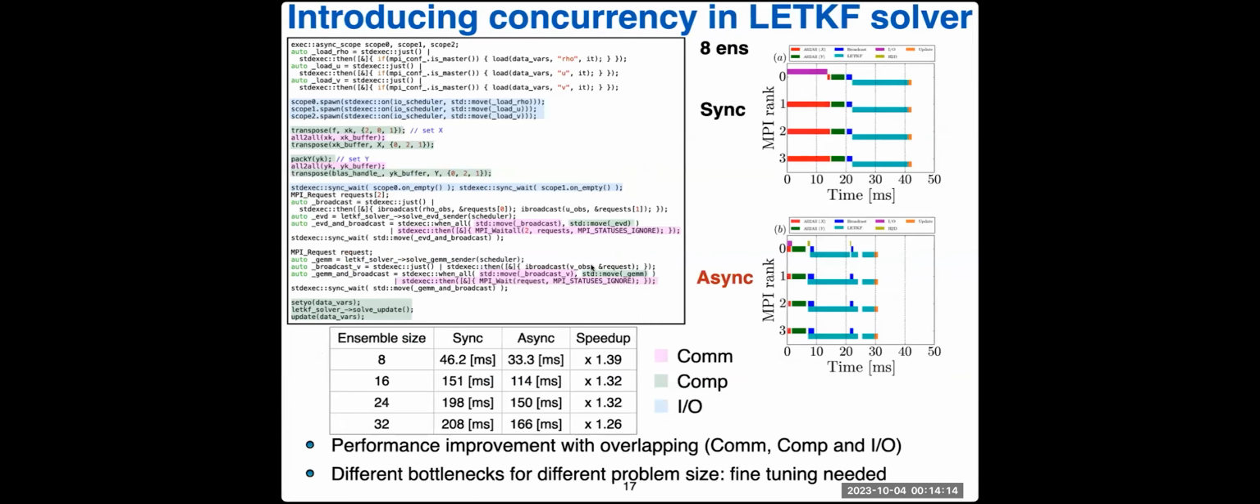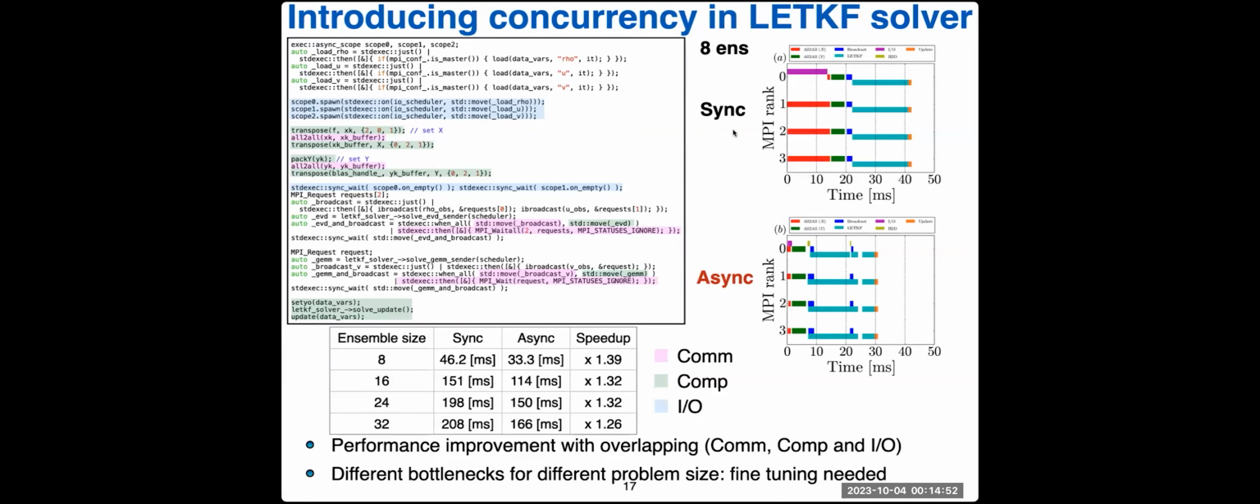Introducing concurrency in the LETKF solver actually helps performance quite a bit. The blue part is the asynchronous I/O task, and the red part is the communications. Firstly, we got the overlapping of communications and I/O, and then the overlapping of I/O and the other broadcast, and the overlapping of the broadcast operations and linear algebra, shown in green. Thanks to this overlapping, we got a performance gain of up to 30% for most of the ensemble sizes. Let me show you how it works.